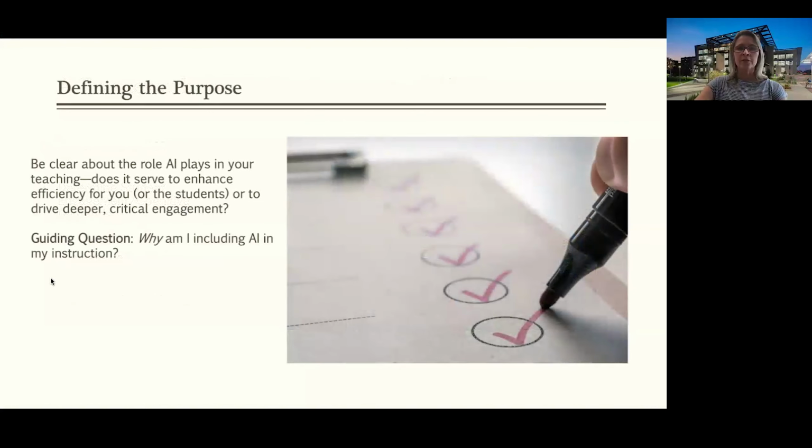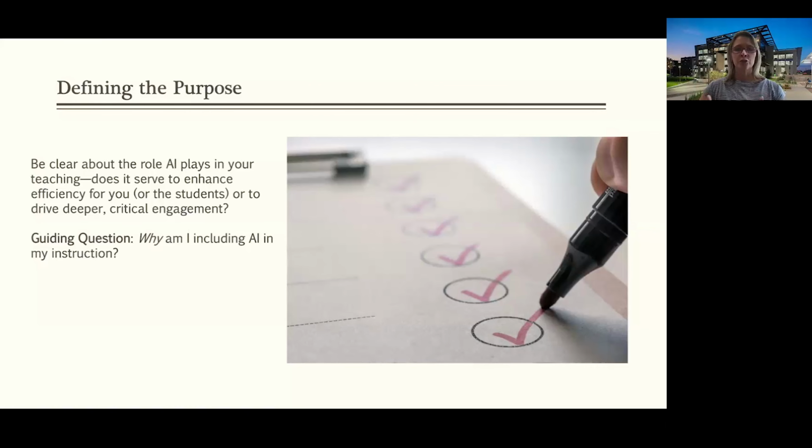Okay, so defining the purpose. Ask yourself, be clear about the role AI is playing in your teaching. Are you using it to streamline something, to make it a little bit easier for yourself when it comes to grading, or making it a little bit easier on students, which can sometimes be the most useful way to do it in certain contexts? Or is it being used to drive deeper, critical thinking?